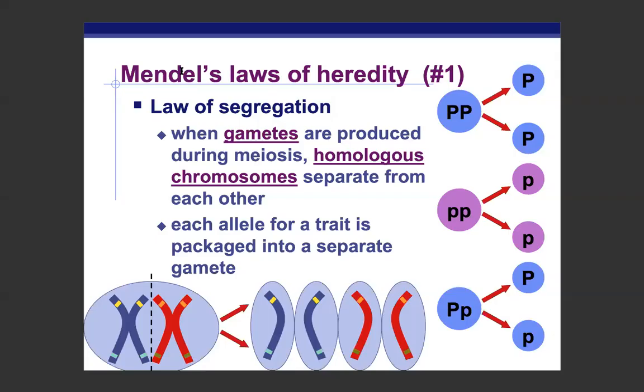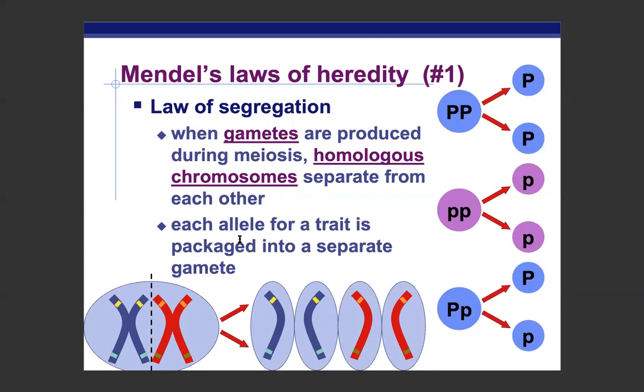If we look at Mendel's laws of heredity, the first law is the law of segregation. This is slightly different to the term random segregation, which we spoke about during the meiosis video. What this basically says is that when the gametes are produced during meiosis, homologous chromosomes, so the chromosomes where one's from the mother and one's from the father, separate from each other, and each allele for the trait is packaged into a separate gamete.